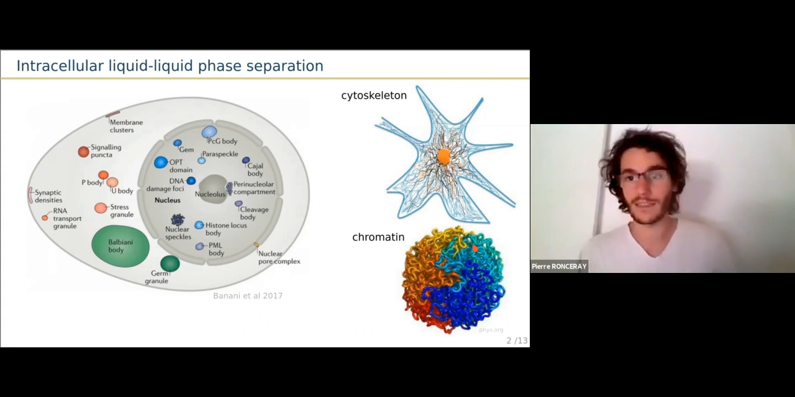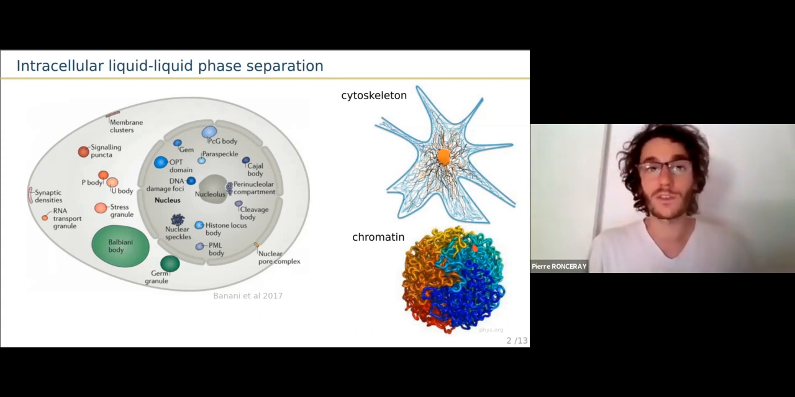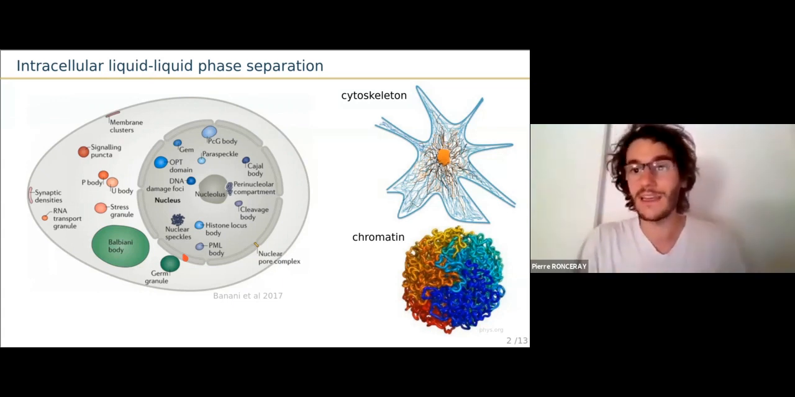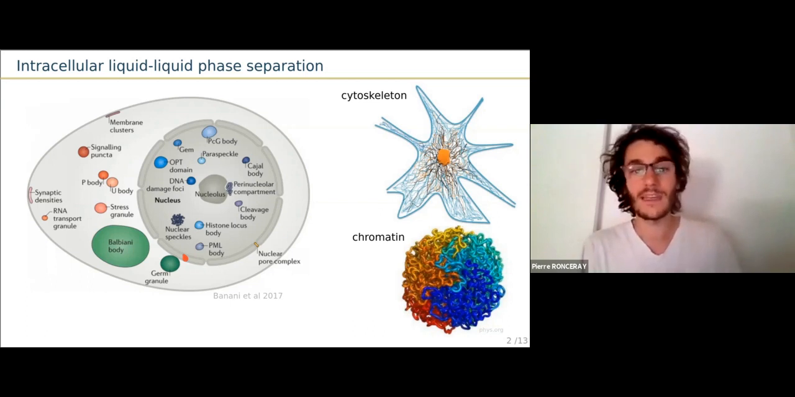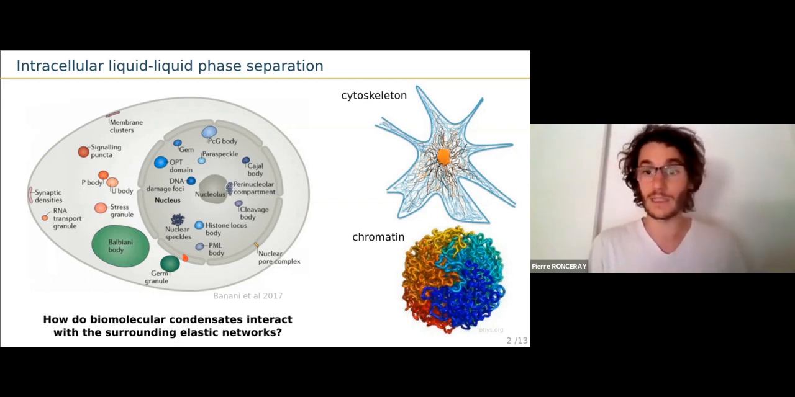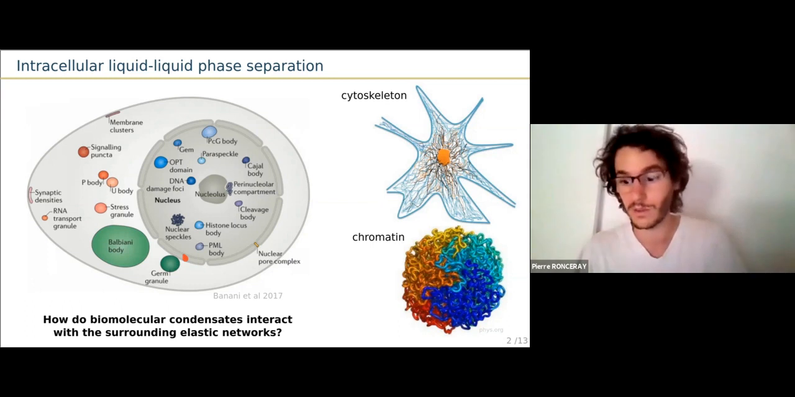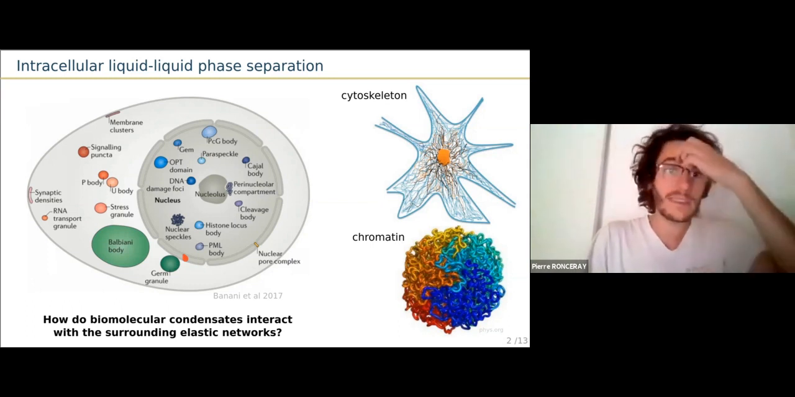And the question I'd like to ask today is, what are the rules of liquid-liquid separation, of the formation of these membraneless organelles in such a complex environment? How do these biomolecular condensates interact with the surrounding elastic network, and what happens to the network?